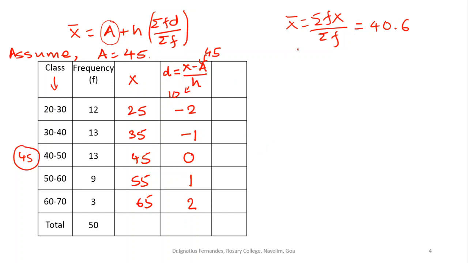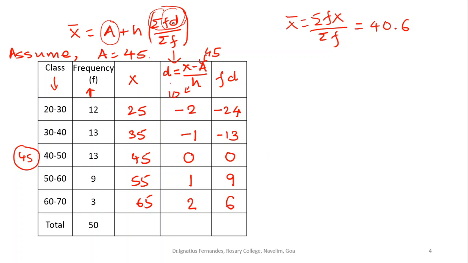After you have found the d values, remember we need summation fd in the formula. So accordingly we make a column for f into d. We multiply these f values with the d values we have found. So I get 12 into minus 2, that is minus 24. Then 13 into minus 1 is minus 13, 13 into 0 is 0, 9 into 1 is 9, and 3 into 2 is 6.